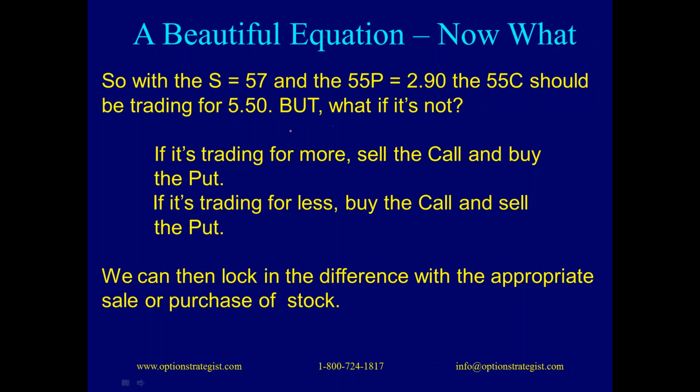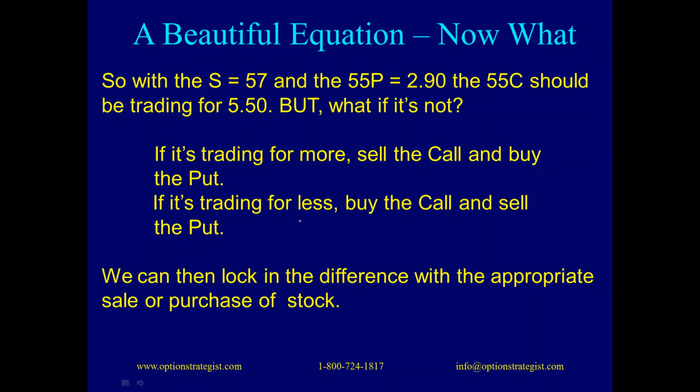We don't really know what the right price of either option is because we didn't use the Black-Scholes model or any other pricing model to tell us exactly what it is, but we know where it's actually trading. Anyway, if the call is trading for more, at 575, what we want to do is sell the call and buy the put. Of course, if it's trading for less, we want to buy the call and sell the put. We always want to buy the cheaper one and sell the more expensive one. When we do that, we can lock in the difference.